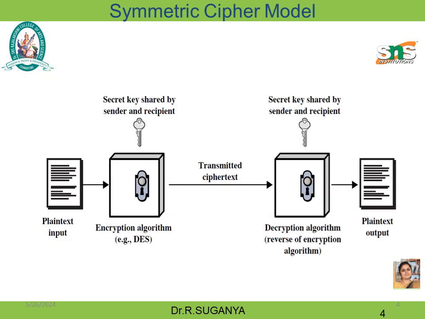Here is a symmetric cipher model. The plain text, given as input, is encrypted with the encryption algorithm, for example the DES algorithm, and is transformed to ciphertext. The decryption algorithm, the reverse of the encryption algorithm, then outputs the plain text. We have a secret key which is shared by sender and recipient, and used for both encryption and decryption.